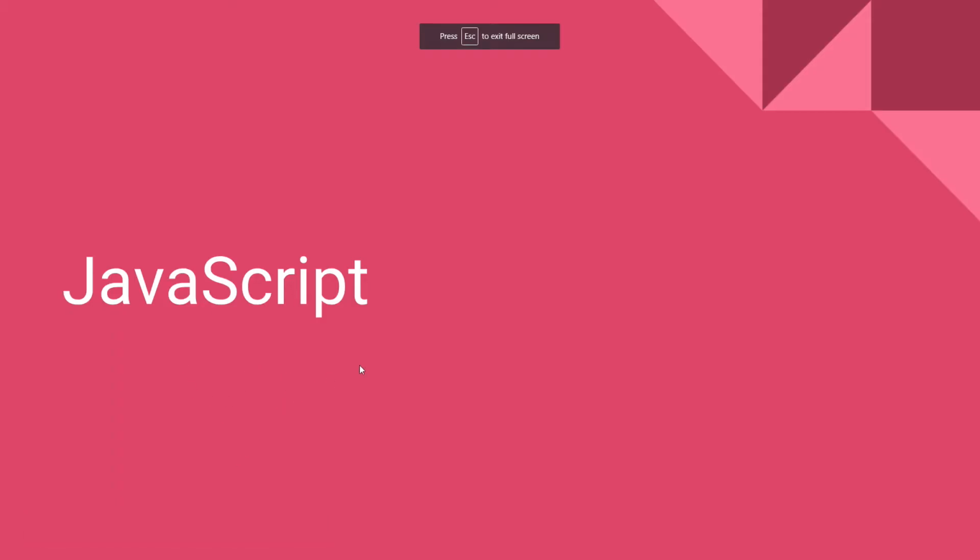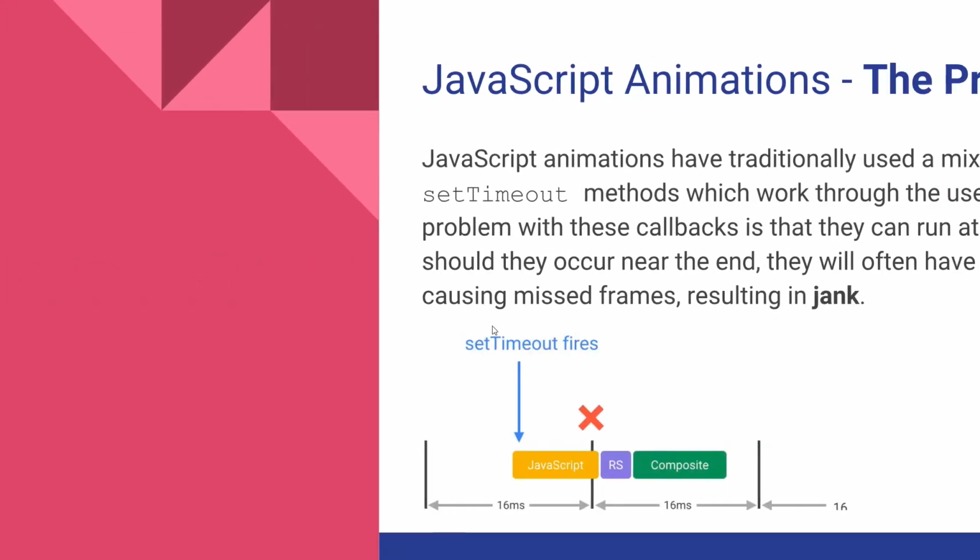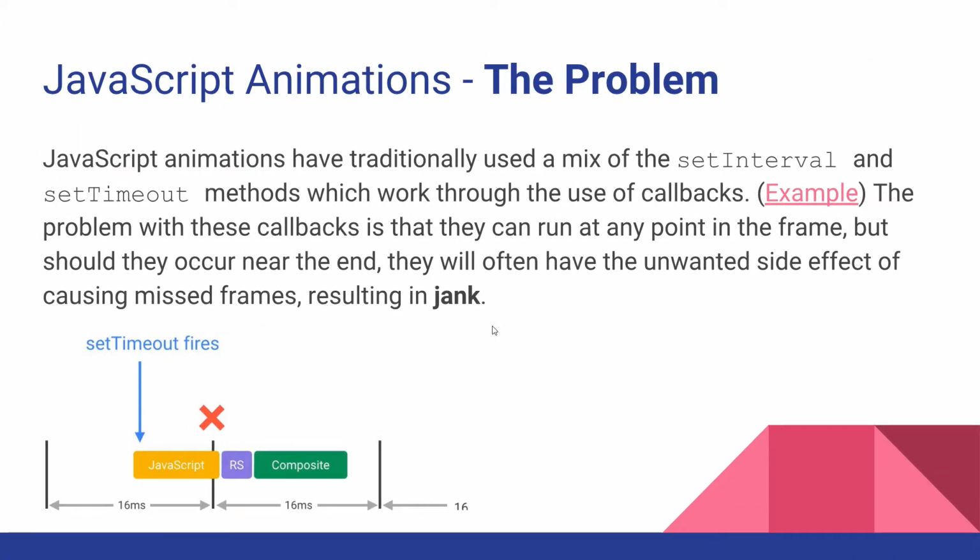Let's move to the next topic, which is finally, first step, JavaScript. So how can we optimize JavaScript? Before you can think about JavaScript, you have to know that the main reason it can sometimes be a problem is because JavaScript animations are a thing. For those unfamiliar, in the past we normally did JavaScript animations with something called setInterval or setTimeout.